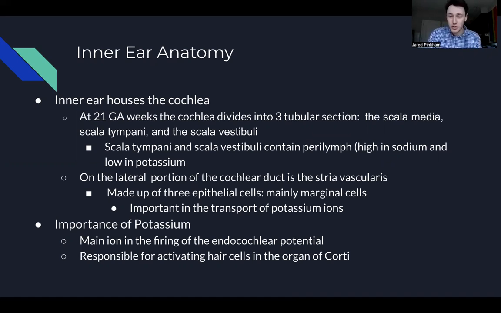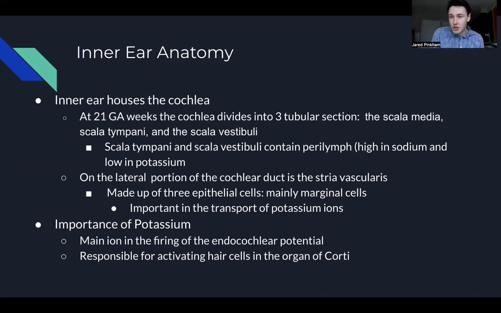On the lateral portion of the cochlear duct is the stria vascularis, and we'll have some images on the next slide to clarify all this. That is made up of 3 epithelial cell walls, mainly the marginal cells. And these are important for the transportation and recycling of potassium ions. So this is the second time I've mentioned that.